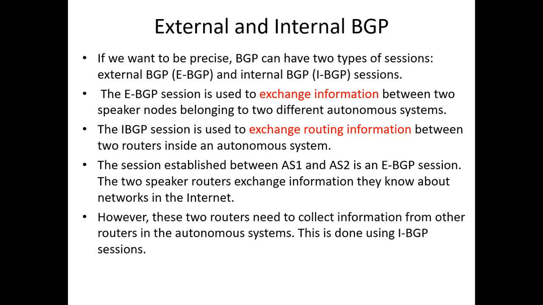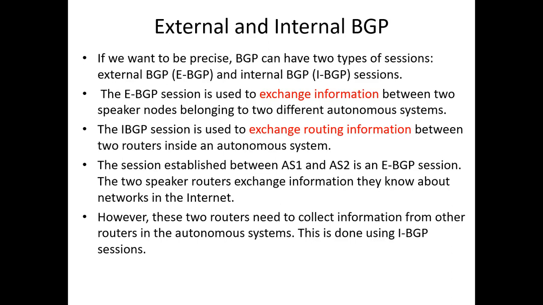There are two important keywords used in the Border Gateway Protocol. One is interior Border Gateway Protocol, represented by I, and the other is exterior Border Gateway Protocol, represented by E. What is the use of interior Border Gateway Protocol? It exchanges routing information between two routers inside an autonomous system. An autonomous system means a group of systems connected into a single network. Exterior Border Gateway Protocol is used to exchange information between two speaker nodes belonging to two different autonomous systems.